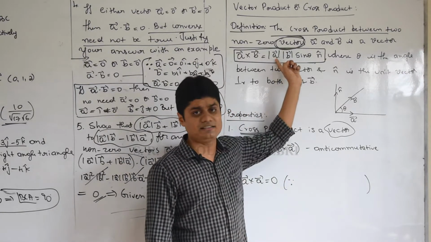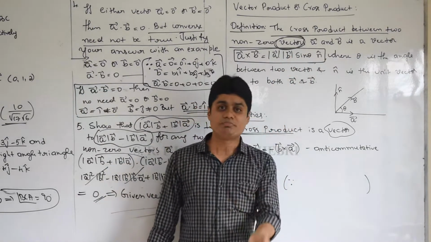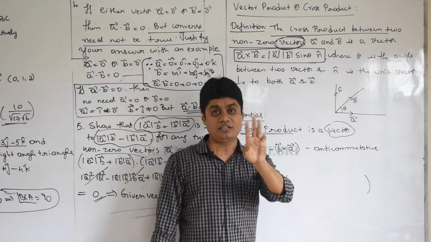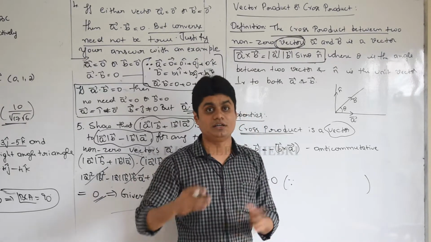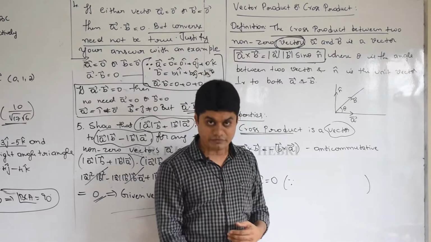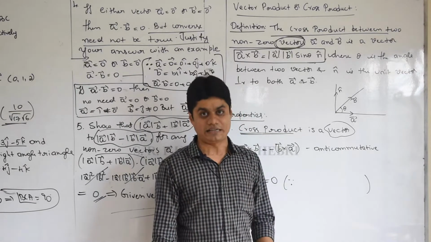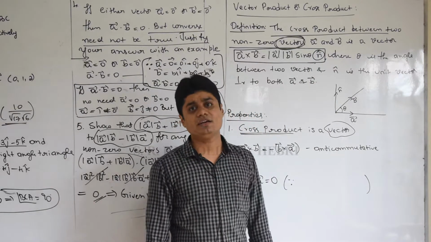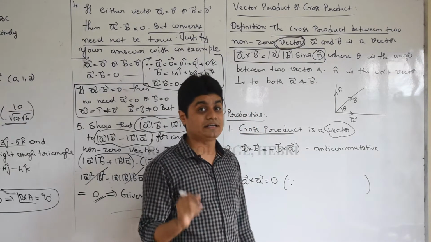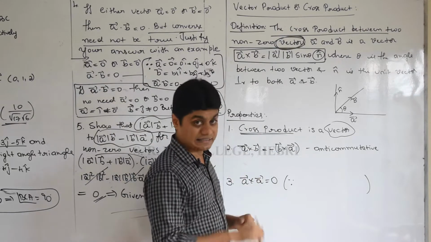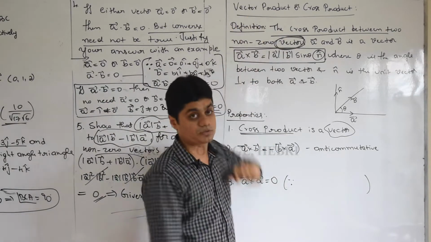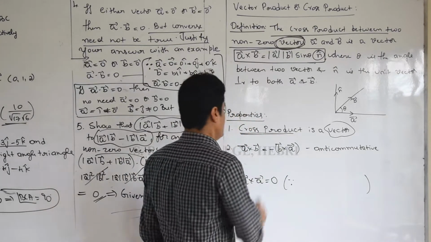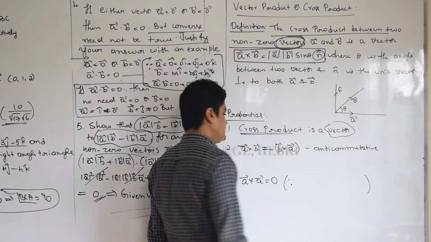Magnitude of vector A is a scalar. Nothing to worry. Magnitude of B is also a scalar. Sin theta is also a scalar. But you are multiplying the product of 3 scalars with the unit vector. So whenever you multiply a scalar to a unit vector, the resultant is a vector again. So because of this n cap, vector A cross B is a vector. So another name for the cross product is vector product, because the resultant is a vector. Very good. Now see, in dot product we saw that dot product is commutative.